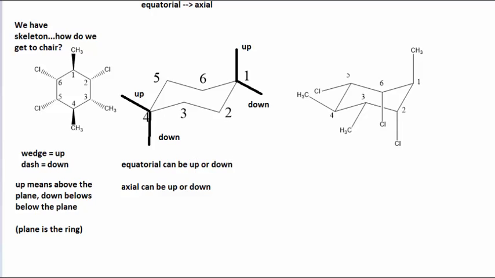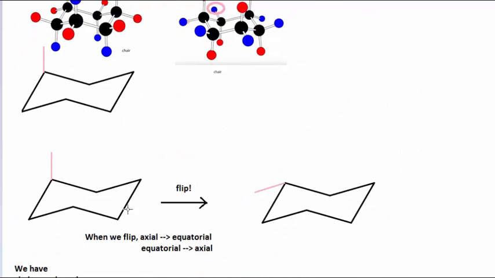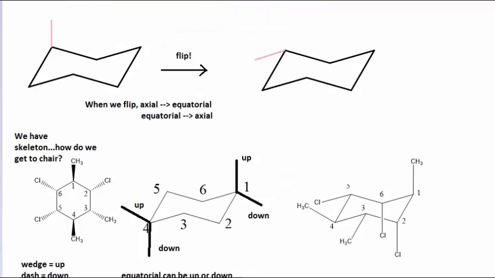So this is the first chair conformation. What would the chair flip look like? So again, remember, every cyclohexane has 2 different chair conformations, and it flips between them. So if this is one chair conformation, remember the rule. Everything axial becomes equatorial, everything equatorial becomes axial.